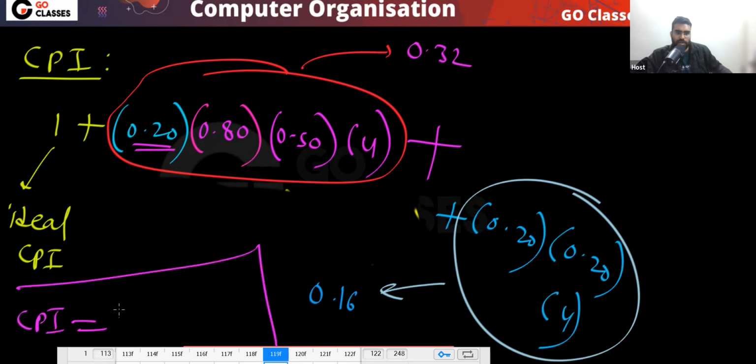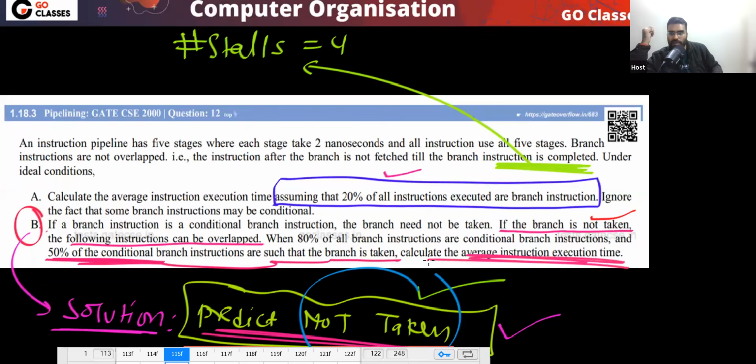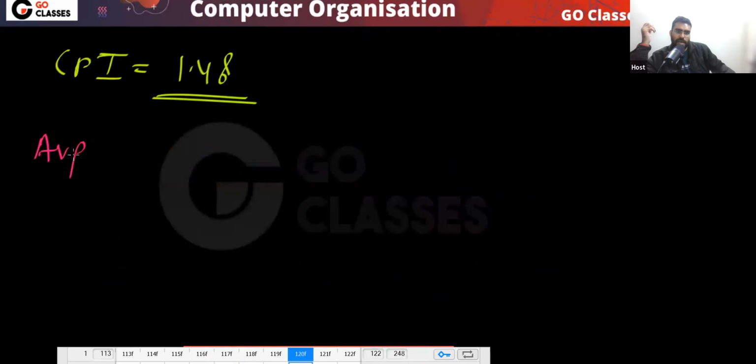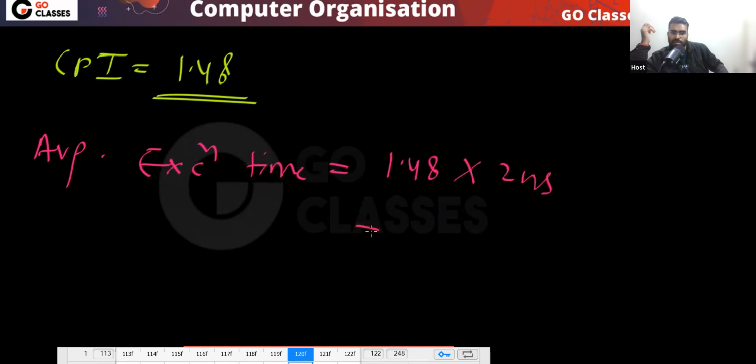That will be 1.48. So your final answer will be what? Your CPI is 1.48, but the question is asking what? The question is asking average execution time. That will be 1.48 multiplied by 2 nanosecond. This will be 2.96 nanosecond. Okay, this is your answer.